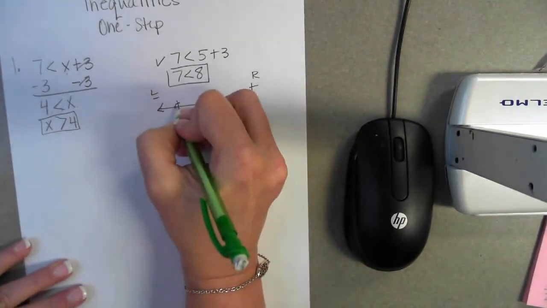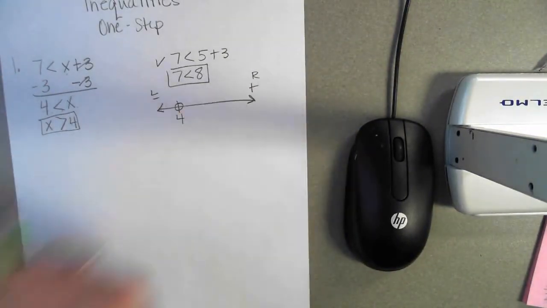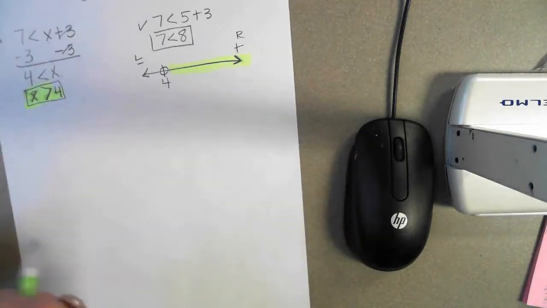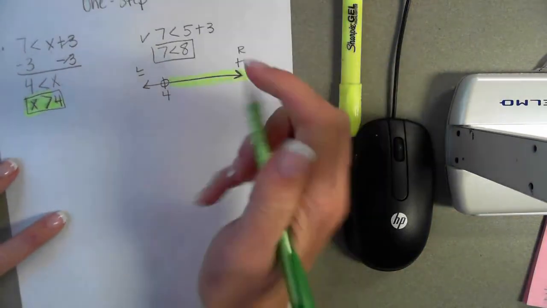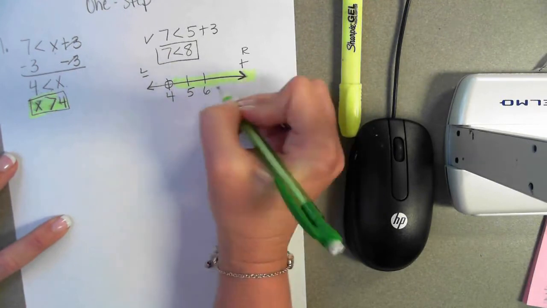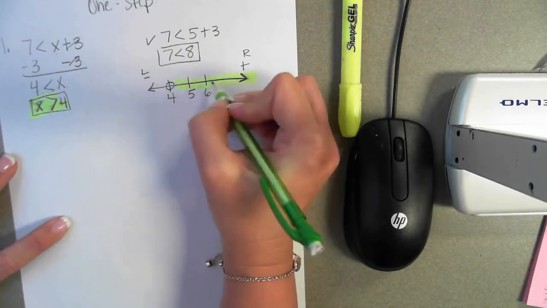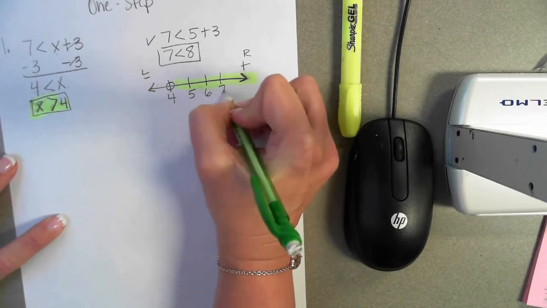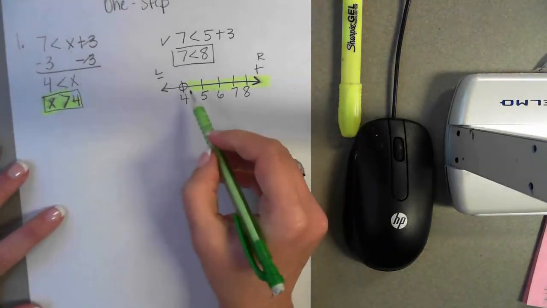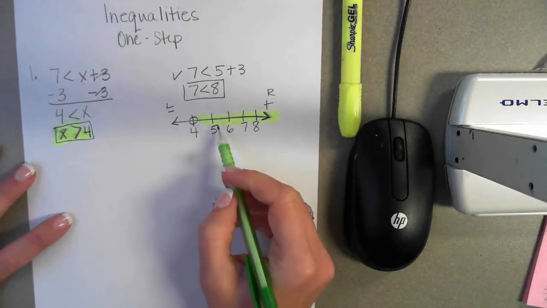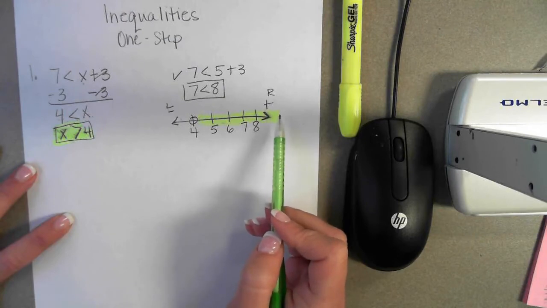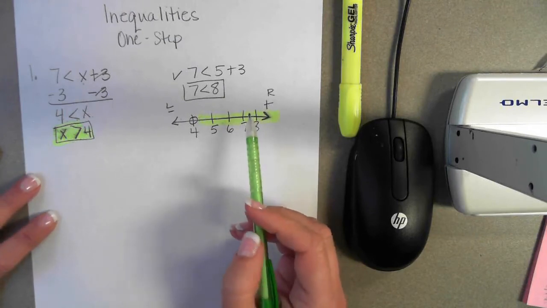It's going to be an open circle since it does not equal 4, and we're going to highlight everything to the right. Any answer that's greater than 4 works. It could be 5, 6, 5.5, 5 3/4, 7, 8, and so on and so forth. With inequalities, remember, your solutions are going to be multiple answers, infinite answers, whereas equalities only have one answer.